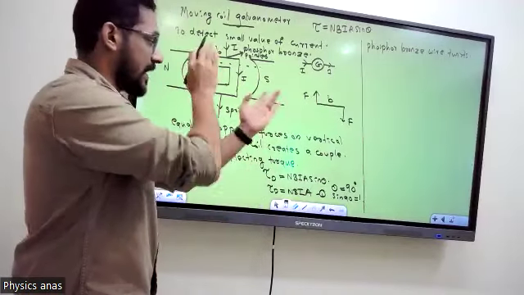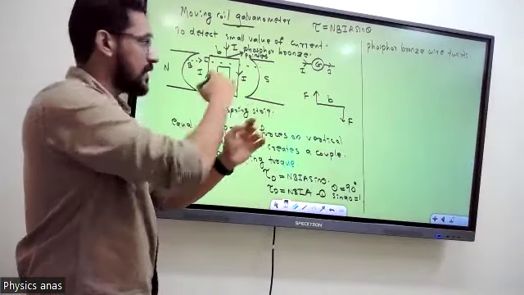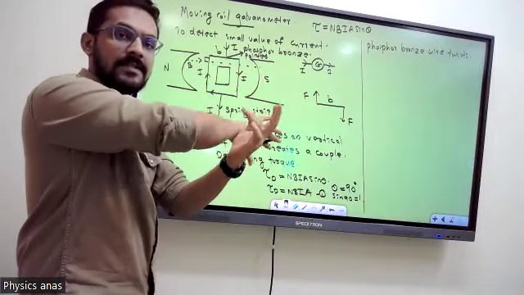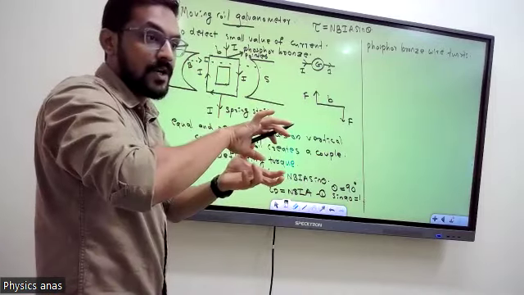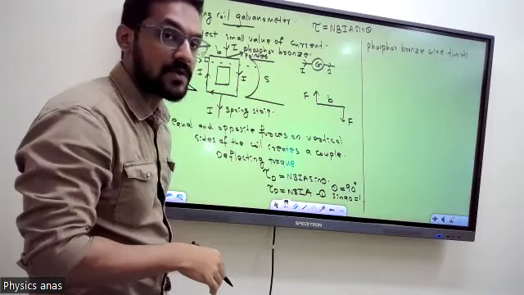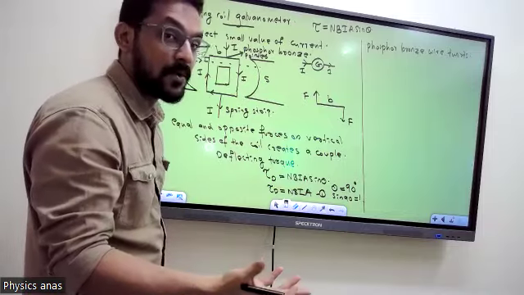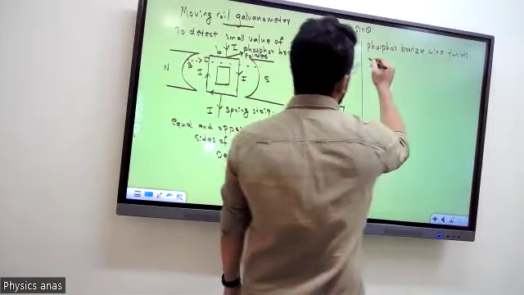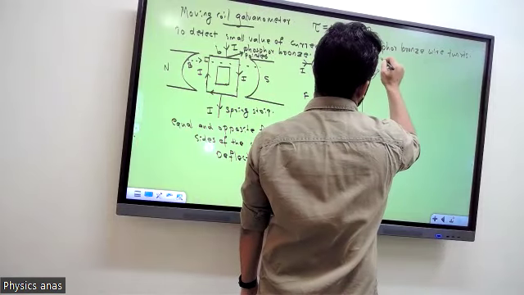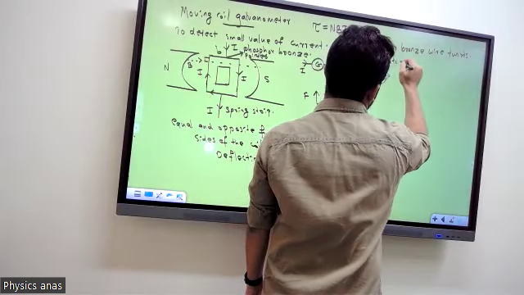This is the deflecting torque. Due to this deflecting torque, the coil rotates. Due to the rotation of the coil, the phosphor bronze wire twists. Due to the twisting of this wire, there will be an opposite torque created in it.